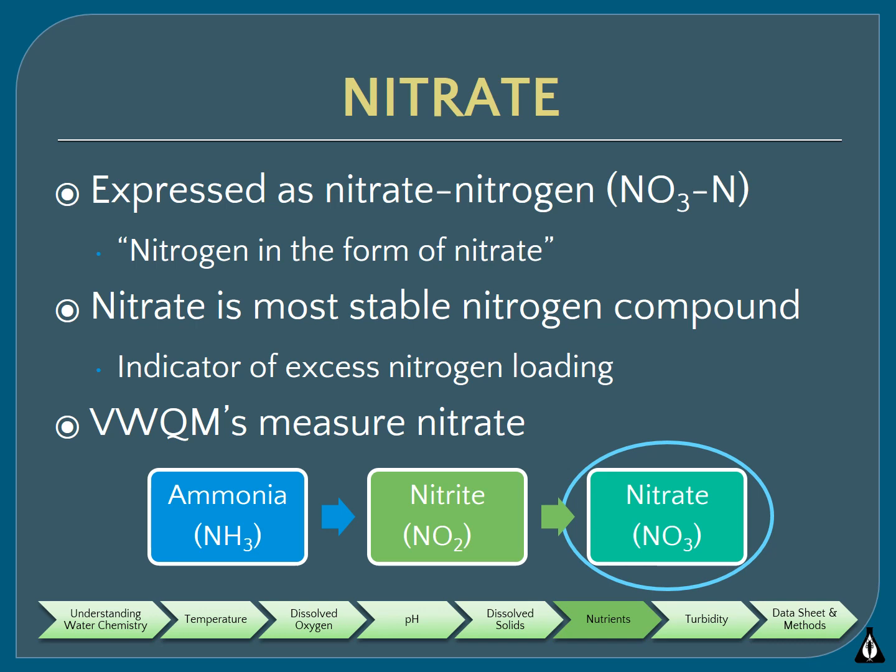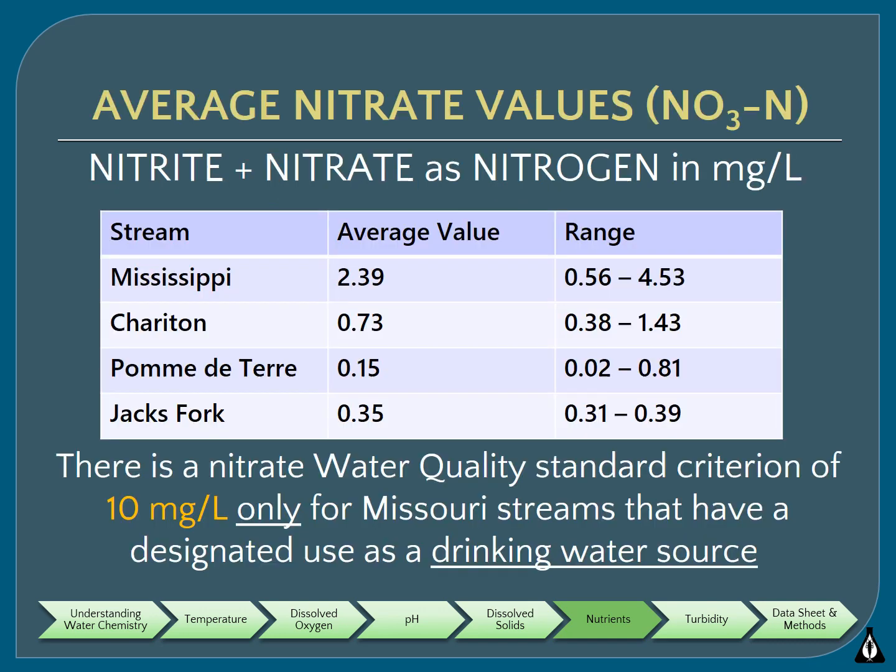VWQM monitors measure nitrogen in the form of nitrate, which is expressed as NO3-N, or nitrate as nitrogen. Since nitrate is the most stable nitrogen compound, it can be an indicator of excess nitrogen loading. So here are some average nitrate values in a few different streams within Missouri.